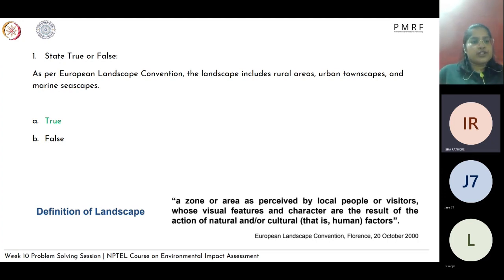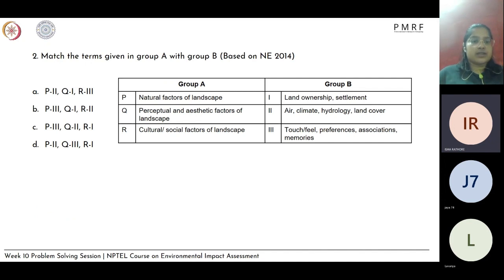So moving on to question 2, match the terms given in group A with group B. So we have the three categories of factors of landscape, that is natural, perception and aesthetic, and cultural or social in group A, and the factors under each of these categories in group B. So you need to match group A with group B.